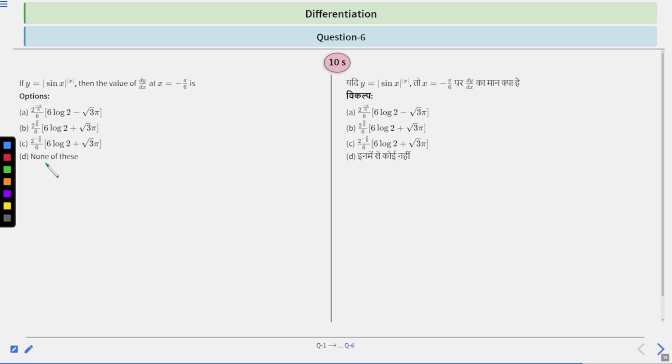Okay, let's move to the next question. Question number 6, which says if y is equal to |sin x|^|x|, then the value of dy/dx at x equal to −π/6 is.